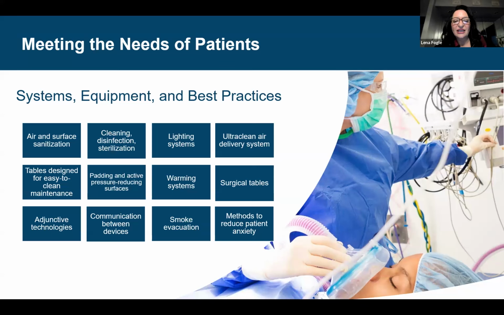How operating rooms are cleaned, the lighting systems in operating rooms, of course, the surgical table, kind of the bread and butter of patient positioning, any kind of warming systems that you have in place. For staff safety, effectively evacuating surgical plume or smoke is very important. How devices talk to each other is very important for your workflow, and any kind of adjunctive technologies that help you to support safe patient care and outcomes.